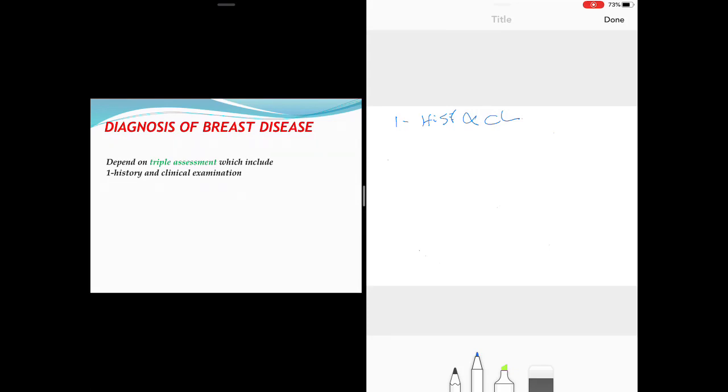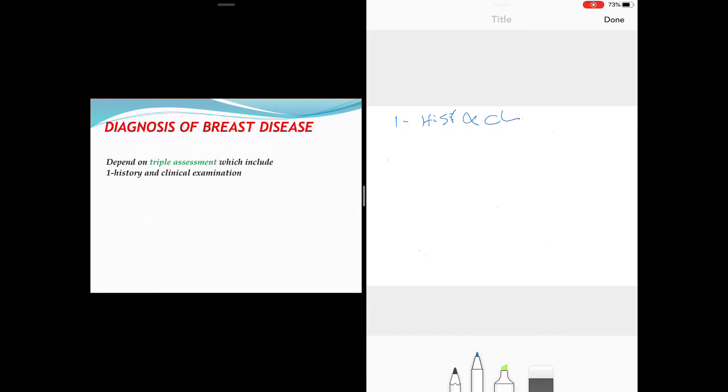But if the patient has CA breast and we delay the diagnosis, that means we increase the staging and the grading of the patient, and this will affect the treatment and the life expectancy of the patient. Therefore, our aim in the management of a patient complaining of breast abnormalities is the early diagnosis of CA breast.